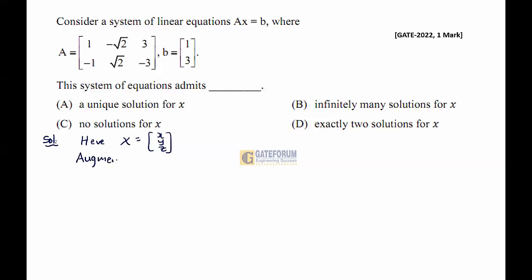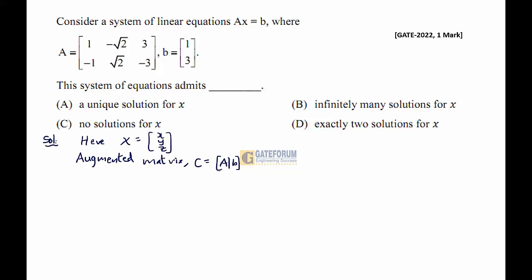Because of 2 equations, we can find the solution by the direct solving method generally. But I am doing the general way, that is the rank method. Augmented matrix, C is equal to A by B. That is writing the matrices A and B side by side.